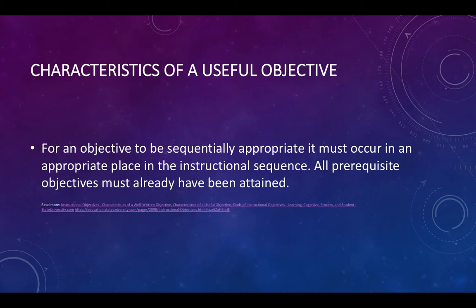So when we say useful objectives, before you state your learning objectives, you have to make sure that the needed or prerequisite objectives must already have been attained. Okay, so for example, before students can solve problems in the Pythagorean theorem, the student should already be able to define and explain what the Pythagorean theorem is. Okay, that's a prerequisite objective.